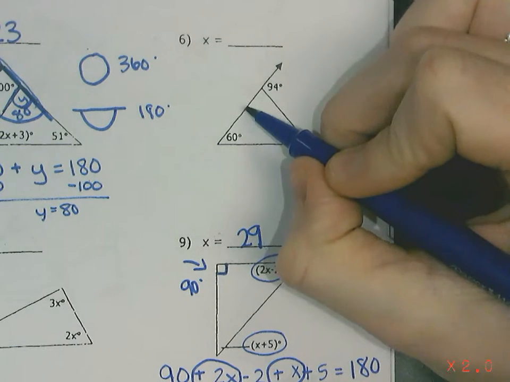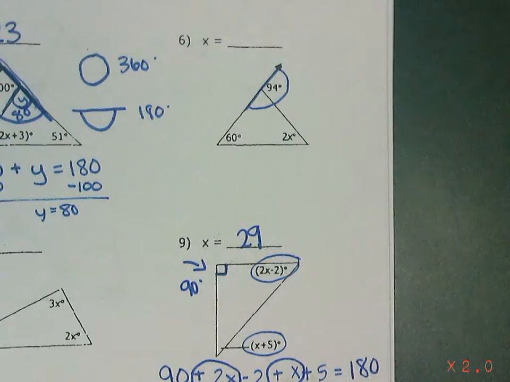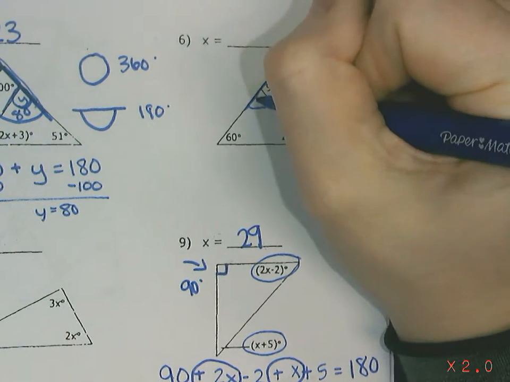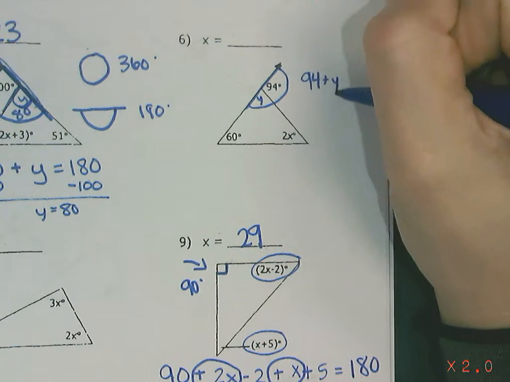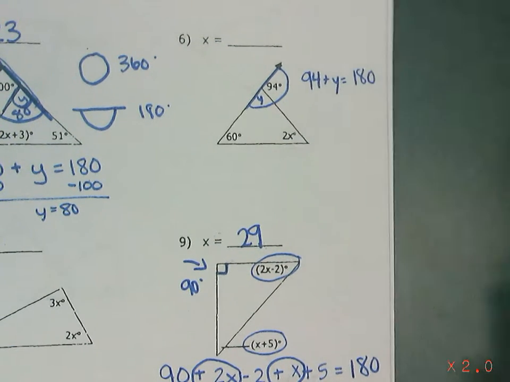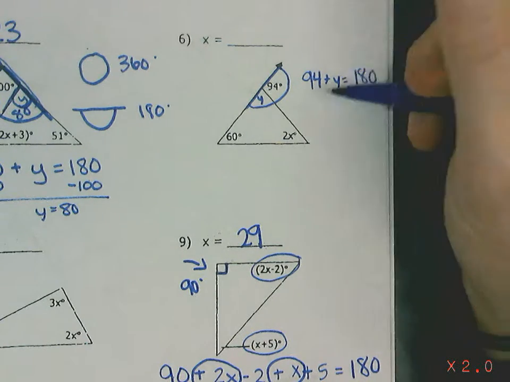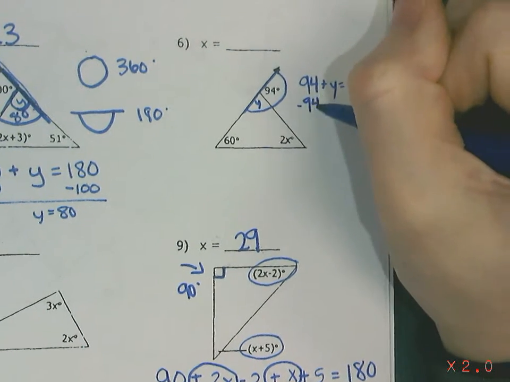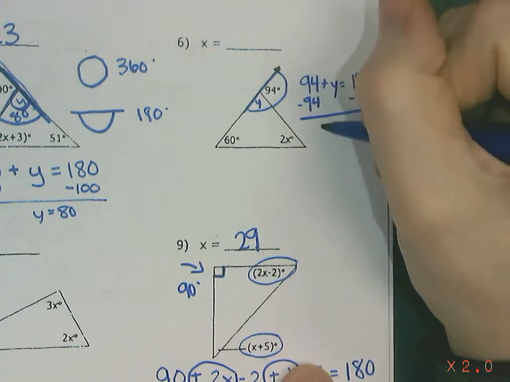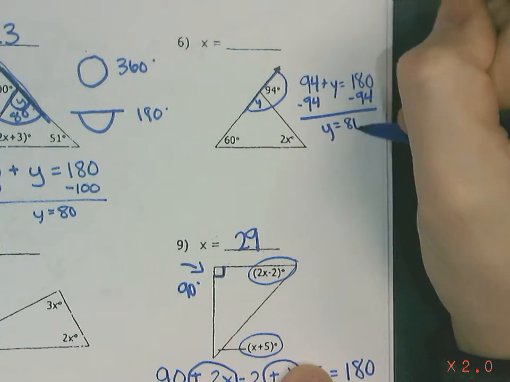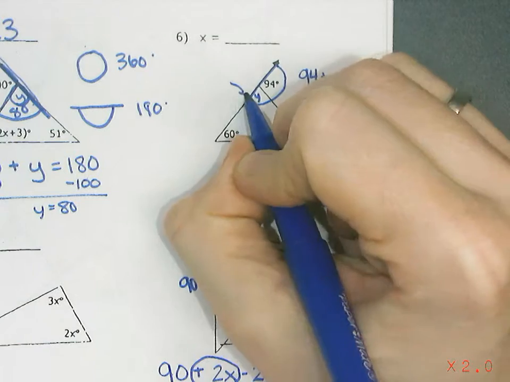Okay, so remember these two angles right here, they're on a straight line, which equals 180 degrees. So I'll label this one y. 94 plus y equals 180 degrees. We're going to subtract 94 from both sides. So y equals 86. So this angle right here is 86.